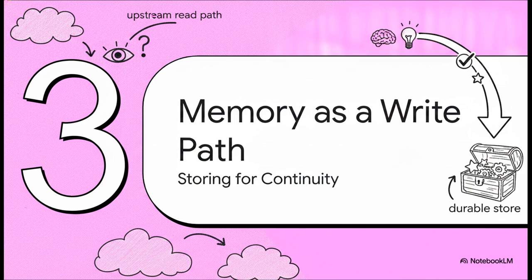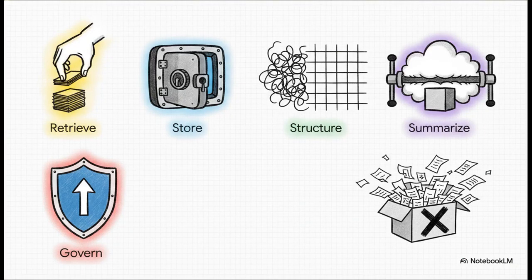Which brings us to Section 3, memory as a write path. Now, this requires a massive mental shift. Basic RAG is an upstream read path. Nothing the model does ever flows back into the corpus. True memory, however, is a downstream write path. Anything the system observes or confirms gets promoted to a durable store to be reused later.